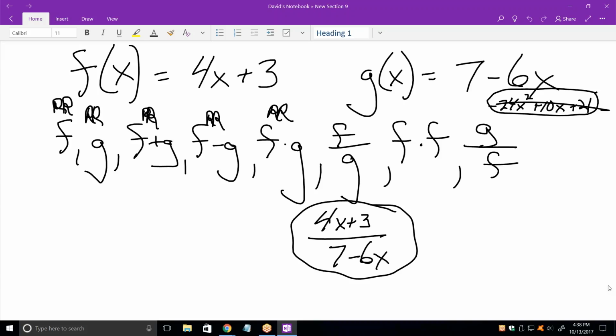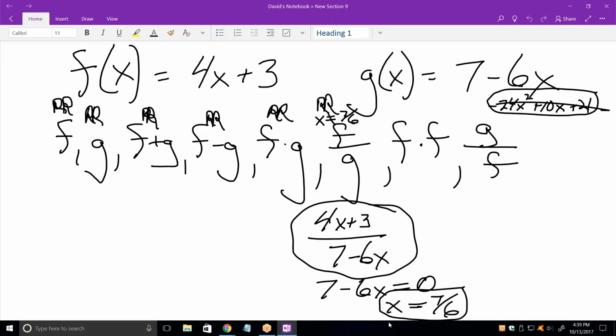So set up an equation and solve it. 7 minus 6x equals 0. If you solve that, you get x equals 7/6. In other words, it's an x of 7/6 that you cannot use. So I'm going to write on this one: all reals except x cannot be the number 7/6. Because if I substitute 7/6 for x, then the denominator is going to be 0.